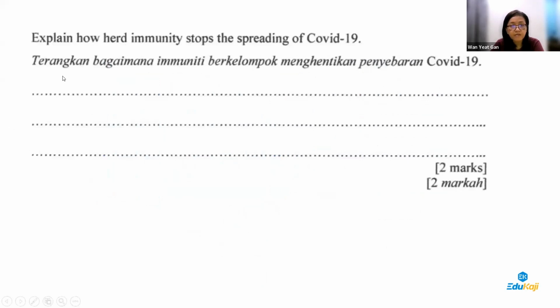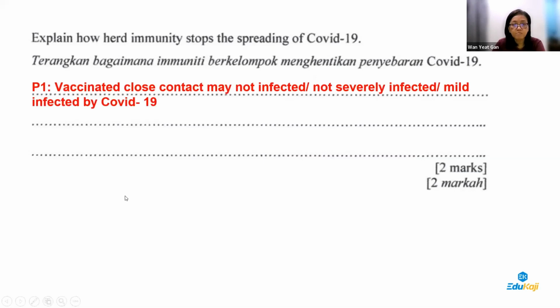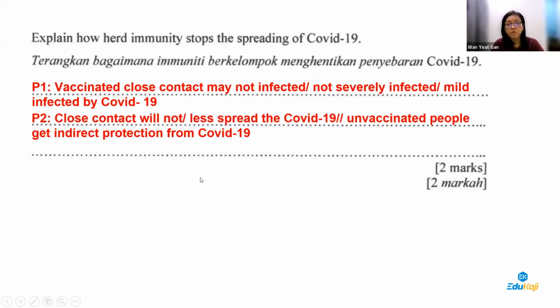Here, explain how herd immunity stops the spreading of COVID-19. Okay, so we're going to see now, how does it stop? Now, the vaccinated close contacts may not be affected. Even if they get infected, they are not severely infected. So their infection is very mild. So the close contacts were less likely to spread COVID-19 to the unvaccinated people who are close contact to them.